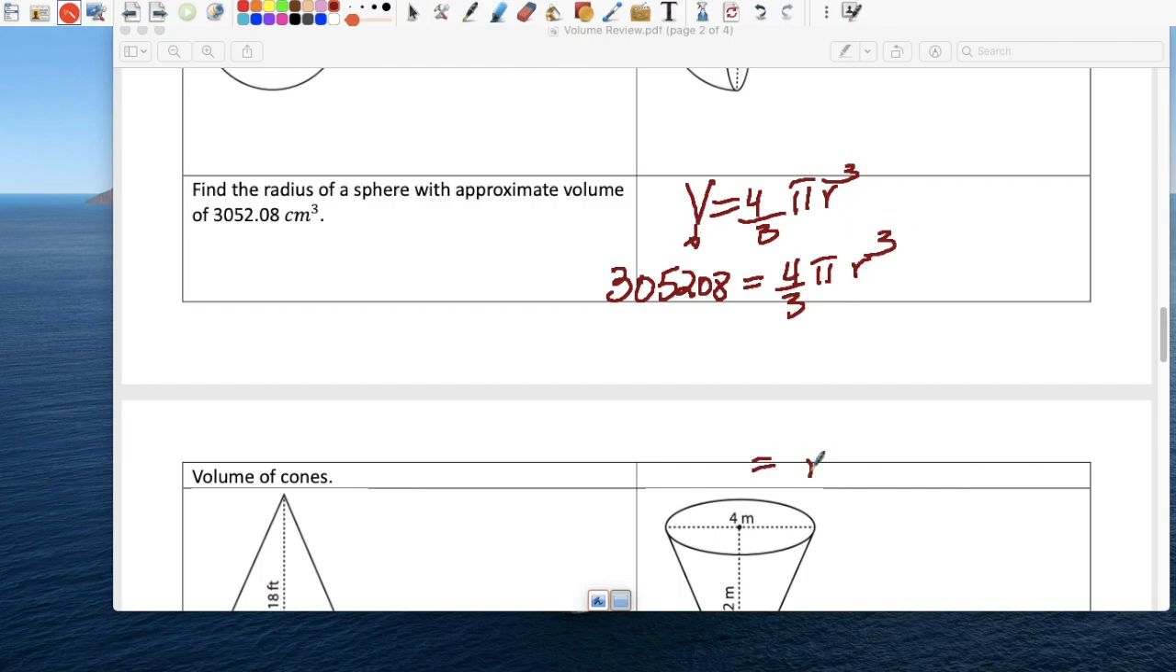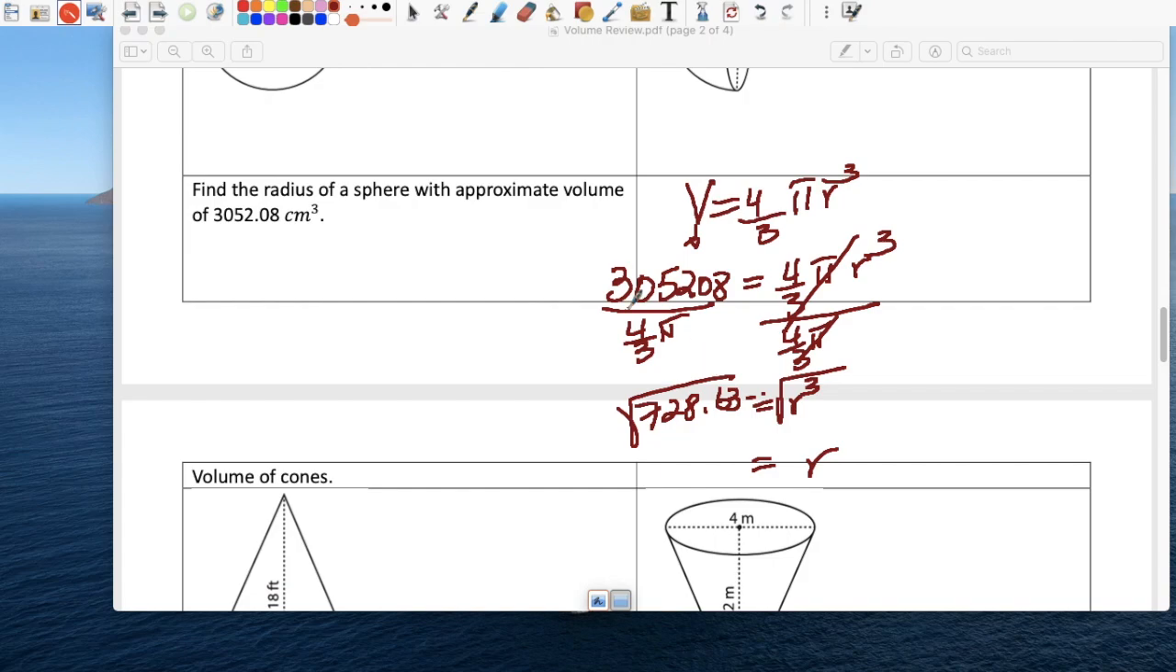So I want that equation to look like this because I want to find the radius. So I have to get rid of 4/3 pi on this side. So I'm going to divide by 4/3 pi, and I'm going to divide this side by 4/3 pi. That's going to go away. We're going to be left with r to the third power and something. 3,052.08 over 4/3 pi, and if you do that, you get 728.63, and then we're going to find the cube root of that.